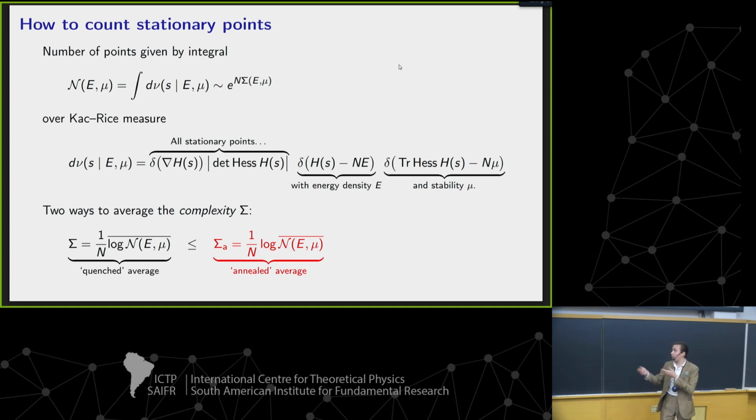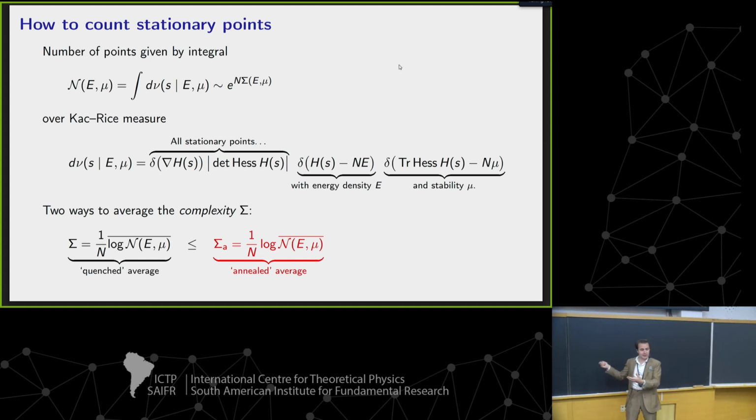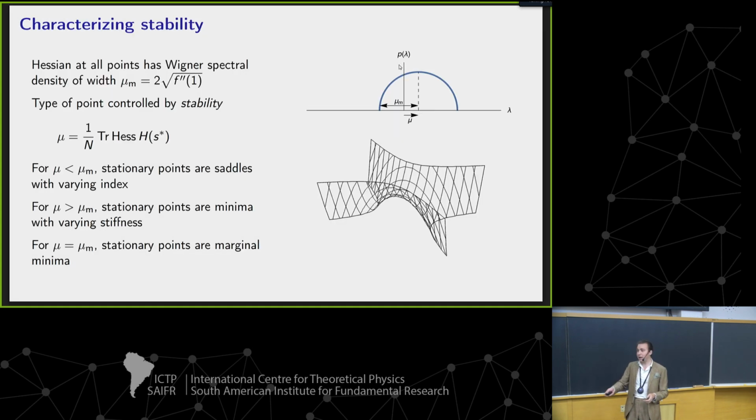So this is our tool set. This is the basic way that in these mean field models you can make counts and specify types of stationary points. So how do we actually specify types of stationary points?